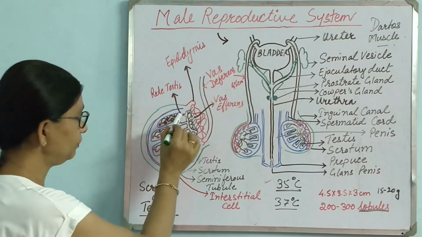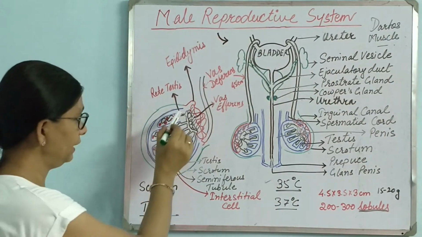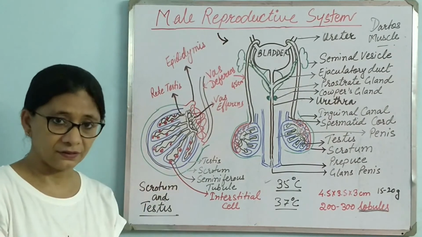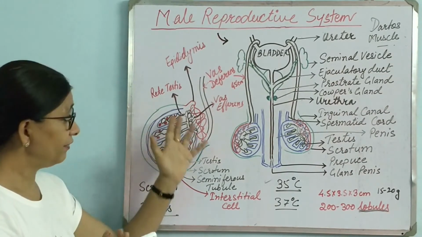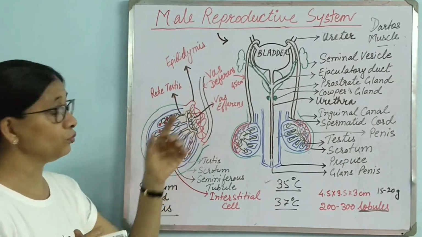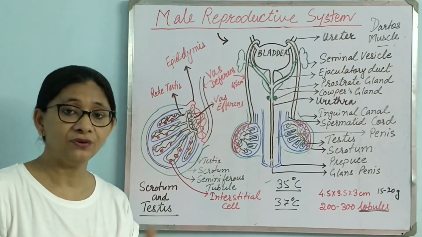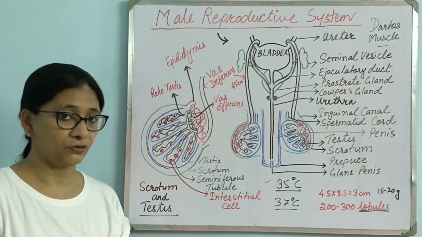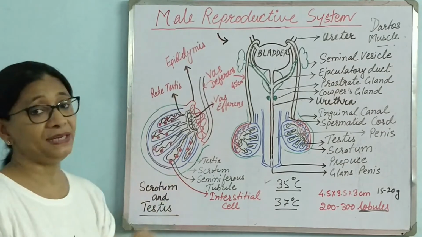Now this tubule comes out through the lobule. It is known as rete testis because it forms a net-like structure. Rete testis again gives out tubules which are known as vasa efferentia. Vasa efferentia will join again and make a highly convoluted structure which is known as epididymis.